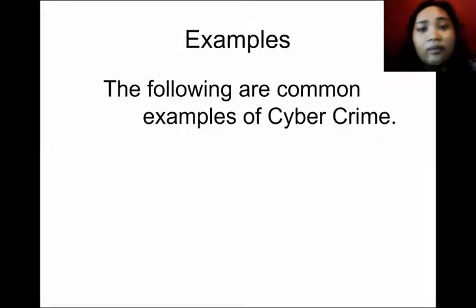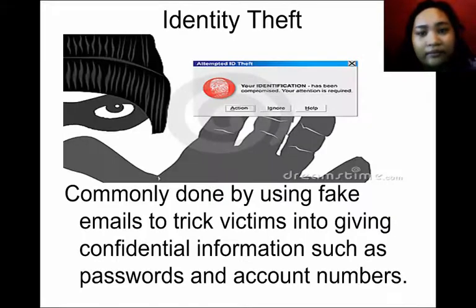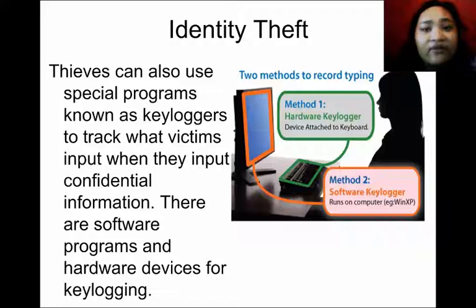Here are some common examples of cybercrime. There is identity theft. Identity theft is when a thief sends false emails, coaxing the victims into giving important information, usually account passwords, account names, account numbers, and other such information. Identity theft also happens through keyloggers. Now, keyloggers simply record what you input into the keyboard.